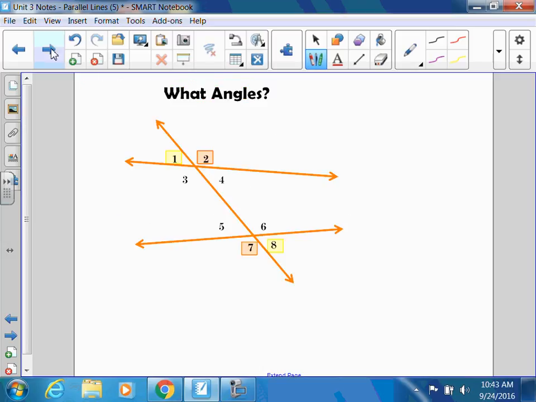Okay, so the angles that we have here, 1 and 8, what is their relationship? Take a minute to think about it. 1 and 8's relationship would be that they are alternate exterior angles. Why are they alternate? Opposite sides of the transversal line. And exterior, they're on the outside of the 2 lines. 2 and 7 are also alternate exterior angles.